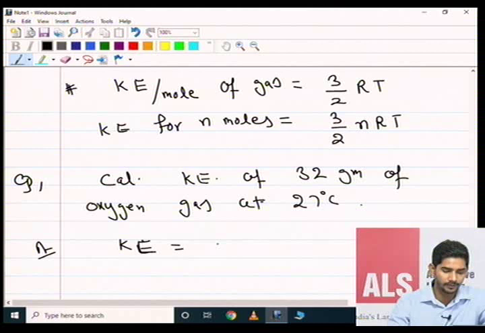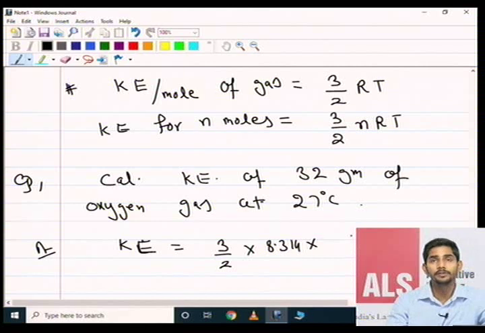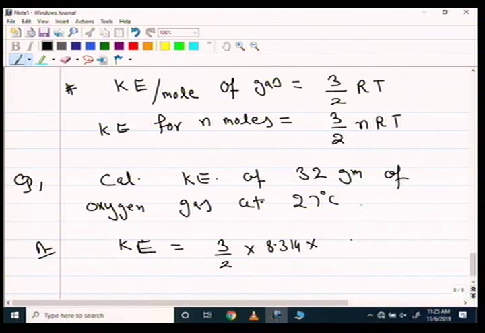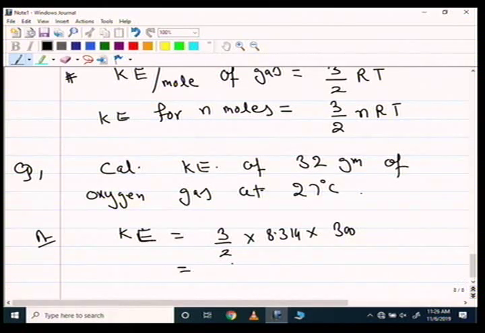So simply use this formula, 3 by 2 into 8.314. I have told you that 8.314 will be used in the questions where we are talking about energy. Here the question relates with energy, that's why we are using 8.314 into 300. Just solve this. On solving, you can use 25 by 3 in spite of 8.314, that will make your calculation much easier. 25 by 3 into 300. So you will solve it and you will get 3750.